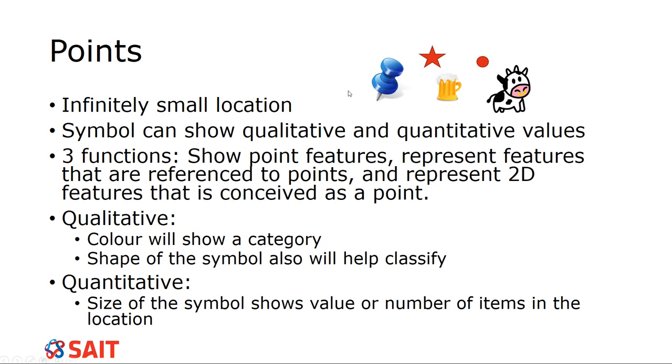I can change the size of it and everything else, and it's going to show me more important, less important, or if there's more of something in this location, less of something in that location. I can change the size, I can change the color. The thing is, I would never change the shape, because the shape is actually identifying that certain information for me.